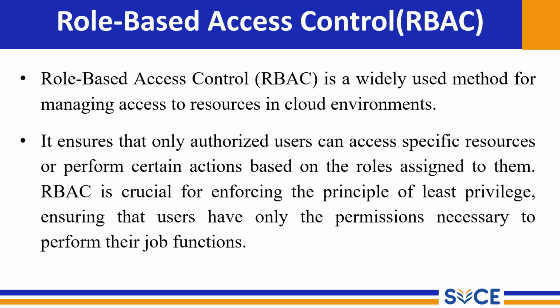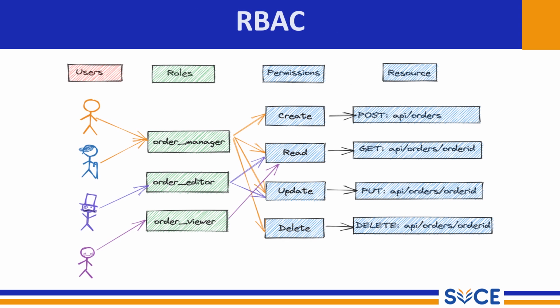The next slide defines the basic diagram of role-based access control. Here there are users and roles. The roles can be order manager, order editor, or order viewer. As for permissions, the order manager can create, read, update, and delete. Whereas the order editor can only read and update the data. And the order viewer can only read it.